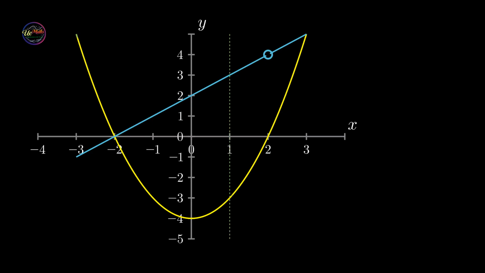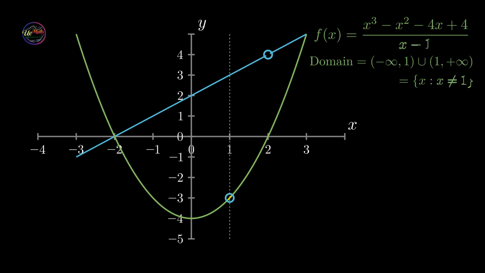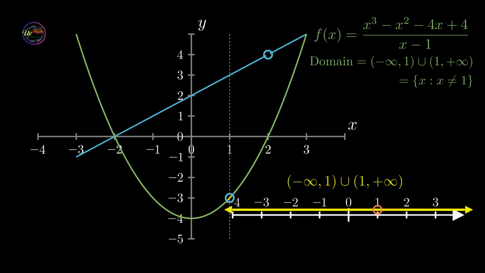The green curve shows f of x equals x cubed minus x squared minus 4x plus 4, divided by x minus 1. The denominator is x minus 1, which equals 0 when x equals 1. We attempt to factor the numerator by grouping. Group the first 2 terms and the last 2 terms separately. X cubed minus x squared gives x squared times x minus 1. Minus 4x plus 4 gives 4 times x minus 1.